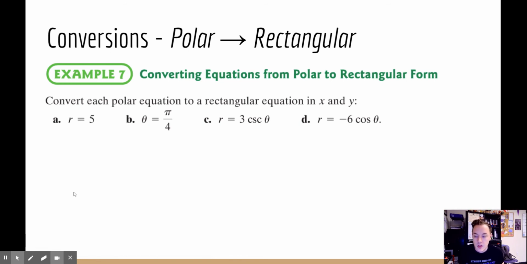Okay, let's go through A. So A, r equals 5. It is definitely a polar equation, rather odd polar equation, and we want to convert that into a rectangular equation. So this is what I mean by squaring both sides. So watch what I do here. When I square both sides, what happens is I do get r squared equals 25.